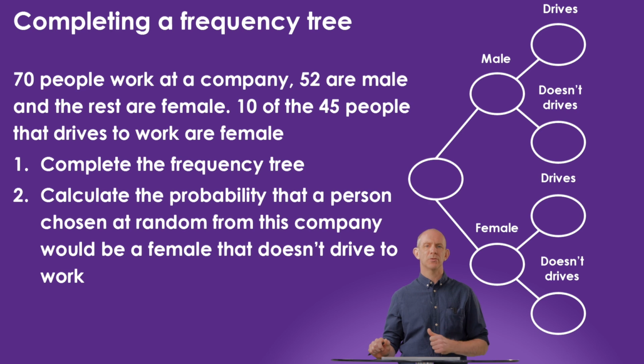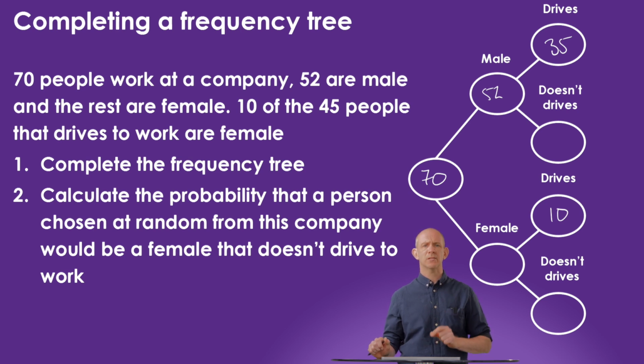Firstly, we have the numbers that are given to us in the question. In the frequency tree, the sum of the columns must add up to the total, which in this case is 70. So in that first space, we'll write that. Then, moving to the second column, we're told that 52 of the employees are male. We're also told that 10 out of the 45 who drive to work are female. So we know that 10 of the females who drive to work can be placed here. If 10 out of the 45 who drive are female, we can subtract 10 from 45 to get 35 drivers who are male.